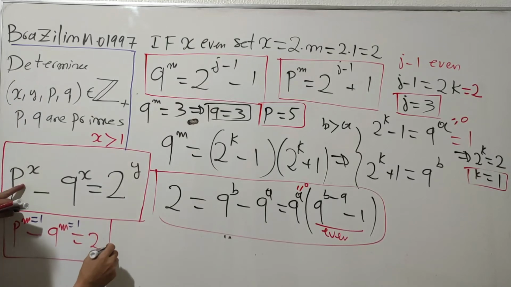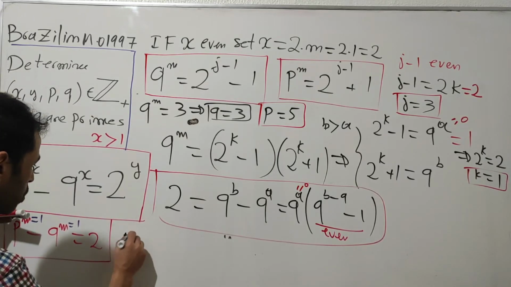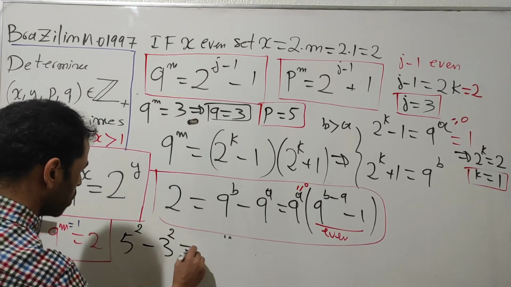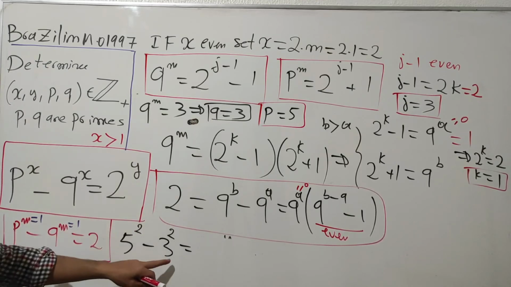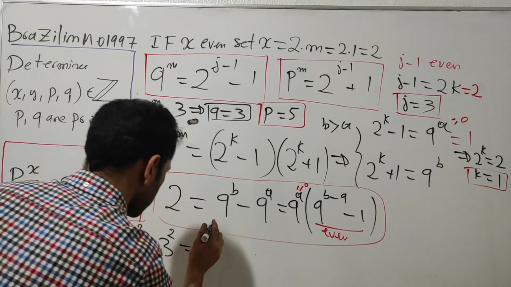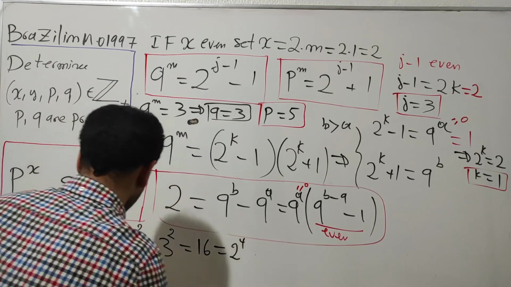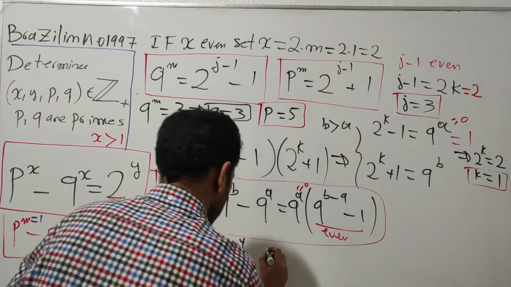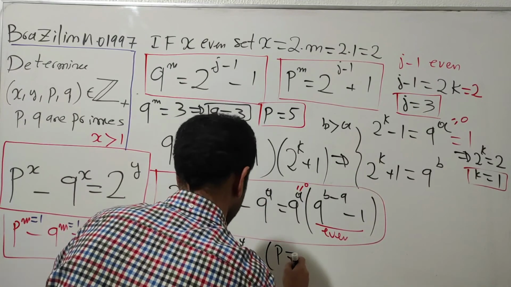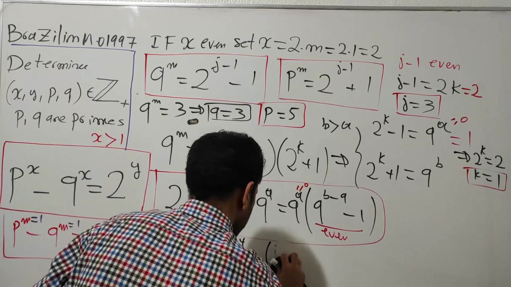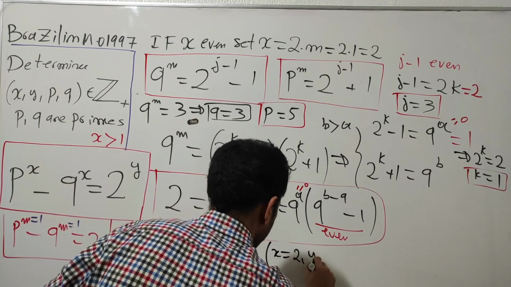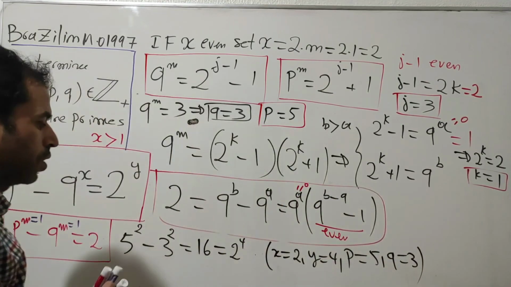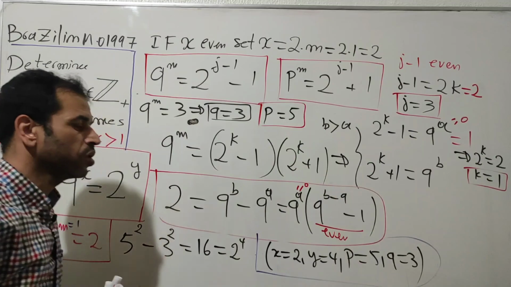I'm going to replace it here in the original equation. I get p equals 5 to the x, which equals 2, minus 3 to the 2. It's more simple here. This gives us 25 minus 9, which is 16. 16 is the same as 2 to the 4th. Clearly we determined the solution for this equation. So we get x equals 2, y equals 4, and p equals 5 with q equals 3. Okay, so we found only one solution for this equation. So I have done this problem.